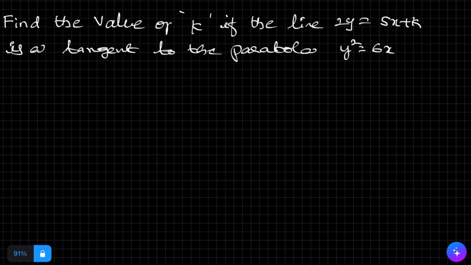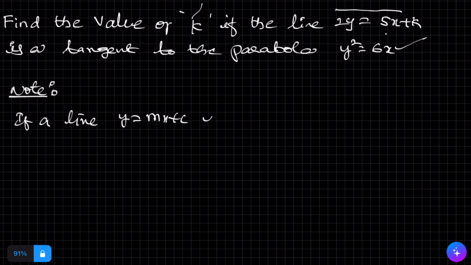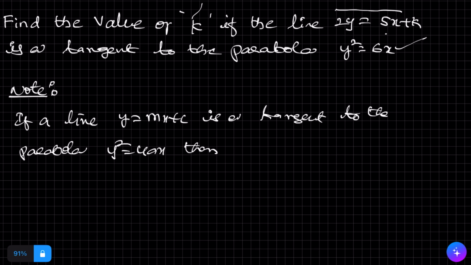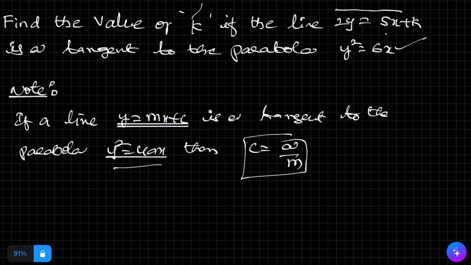In this question, given that the line 2y equal to 5x plus k is a tangent to the parabola y square equal to 6x, we need to find the value of k. Here it is to be noted that if a line y equal to mx plus c is a tangent to the parabola y square equal to 4ax, then we can use the condition c equal to a by m. This is the condition used when a given line is tangent to the given parabola.